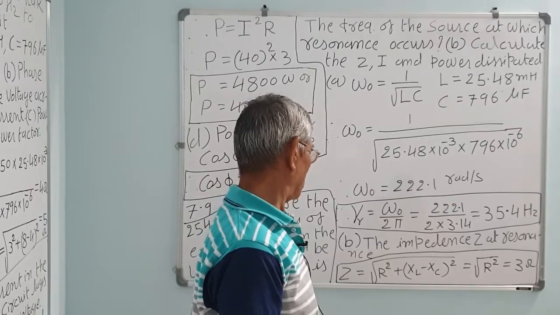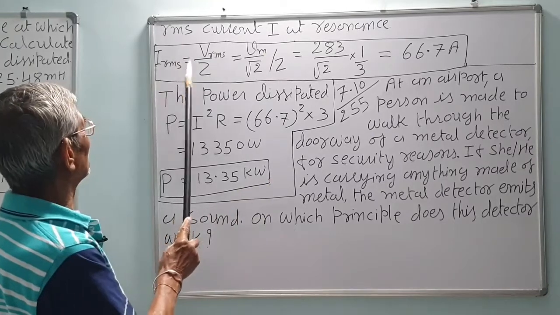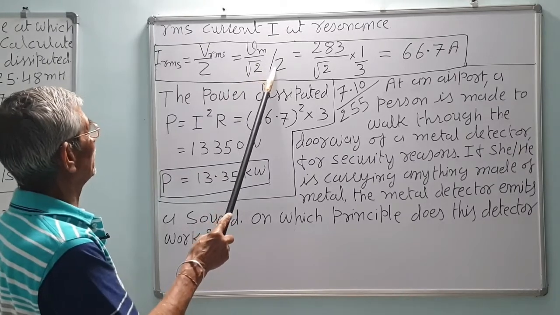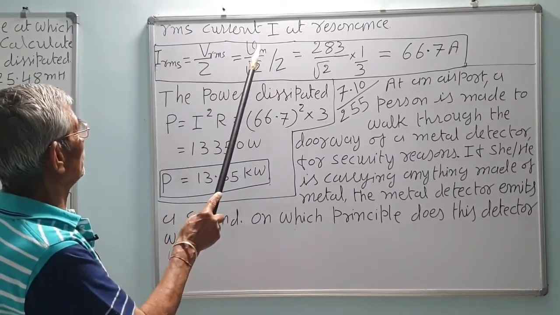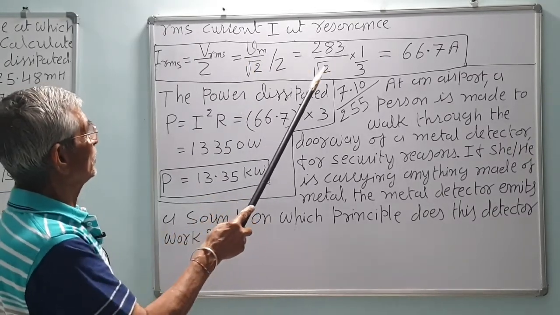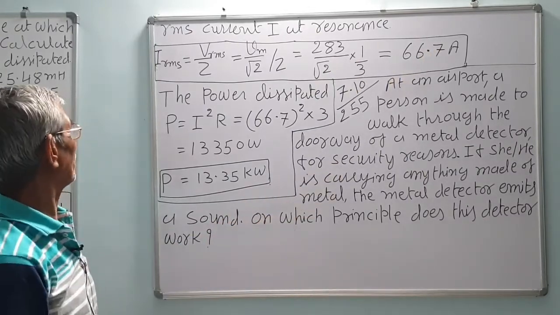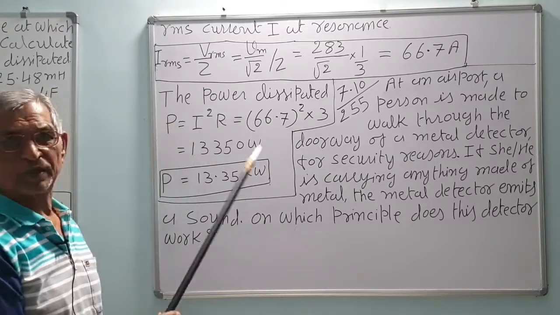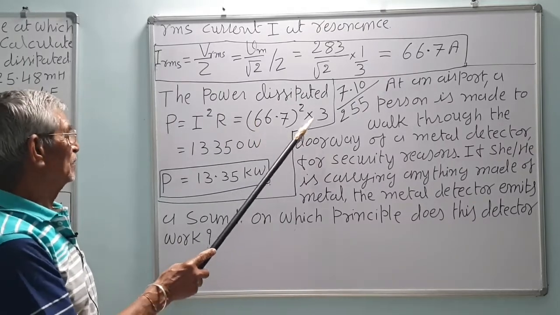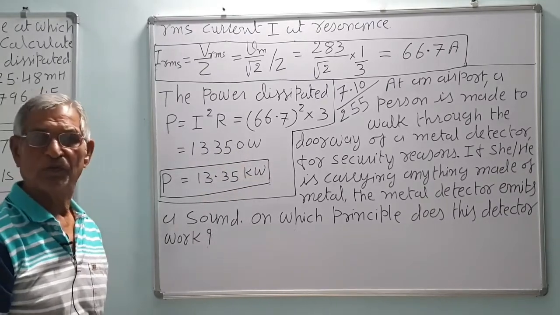The square root of 9 is 3. Therefore, now the RMS current I at resonance is IRMS equal to VRMS upon Z. That is V maximum upon under root 2, divided by Z, because VRMS is equal to V maximum upon under root 2. So it is 283 upon under root 2 into 1 by 3, that is 66.7 ampere. The power dissipated, again P is equal to I square R. The current is different here, so 66.7 square into 3, that is 13350 watt, or 13.35 kilowatt.